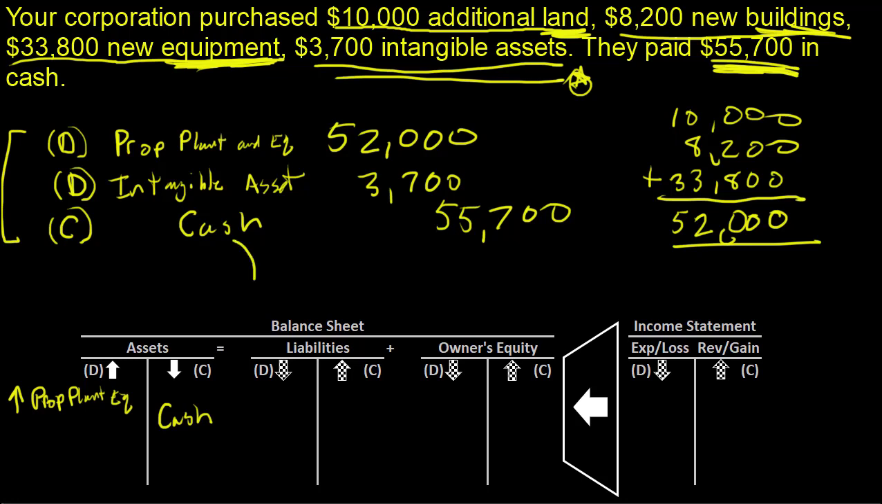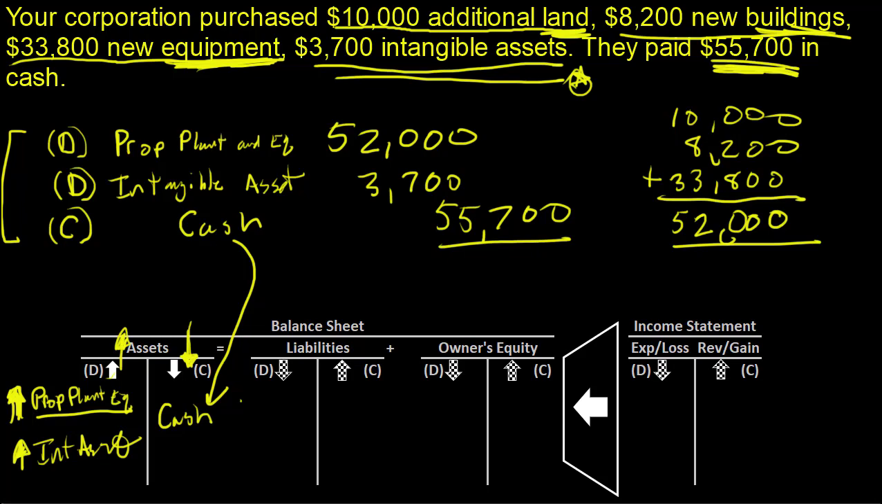So our cash credit, as you can see, goes down here. It decreases our assets by that 55,700. And then we're going to have property, plant, and equipment increasing in assets, and then also intangible assets. All right, so the intangible asset is also increasing here. And so that's how these entries show up on your balance sheet. And everything's in balance because our assets went down by the same amount that they went up. And so everything is in order, and we've tracked everything perfectly.